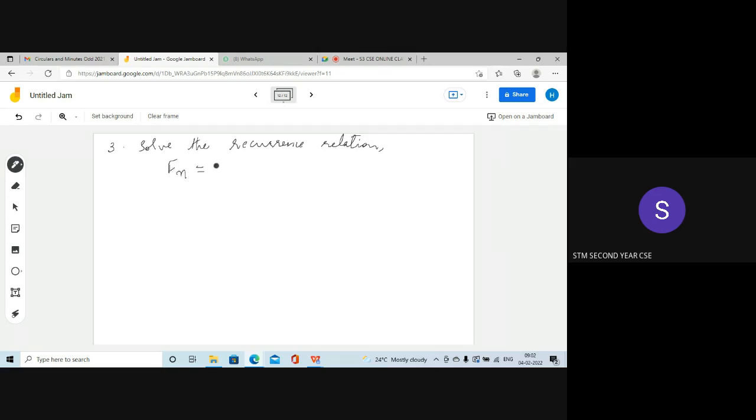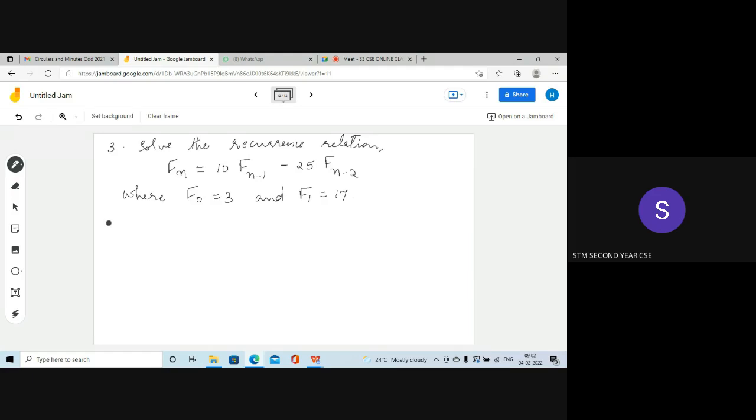f_n = 10 f_(n-1) - 25 f_(n-2). So the question will be incomplete if initial conditions are not given. Initial conditions should be given for us to solve the question. So f_0 = 3 and f_1 = 17. Okay, solve this recurrence relation.